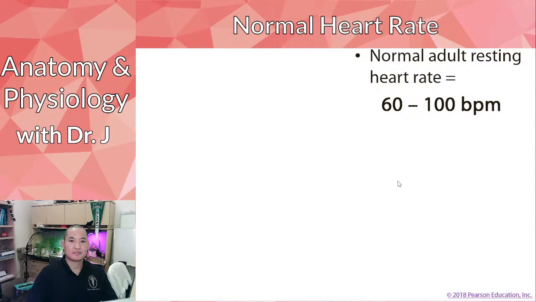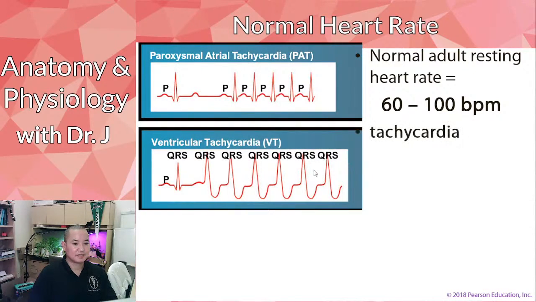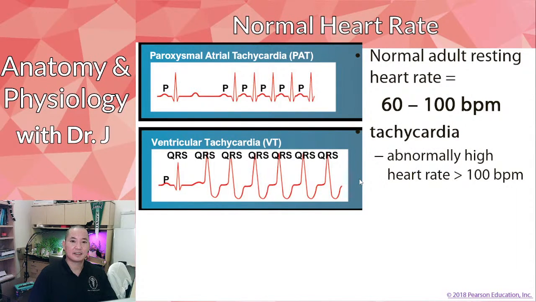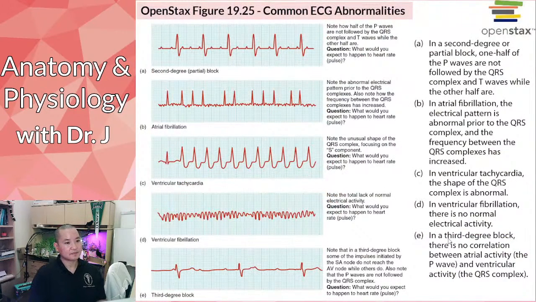So let's go back to our heart rate. Our normal adult resting heart rate is 60 to 100 beats per minute, at least for this class. Tachycardia is an abnormally high heart rate. This is definitely something you should add to your vocabulary, especially if you're going into medicine. And the opposite is bradycardia, an abnormally low heart rate, below 60 beats per minute. Now these are common EKG or ECG abnormalities.